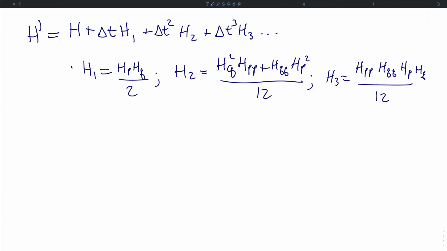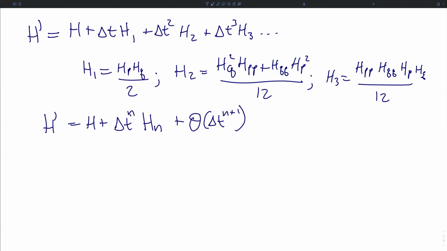H prime is conserved exactly, and in general, H prime for an nth order scheme is H plus delta t to the n, H sub n, plus order error delta t to the n plus 1. The key thing here is that H prime changes every single time delta t changes. And that means that the error in the energy, the thing that we are not explicitly conserving with a symplectic scheme, is going to change as well.